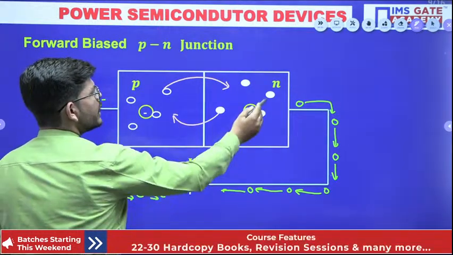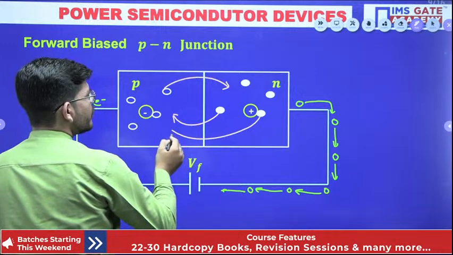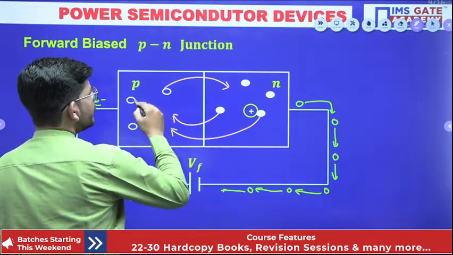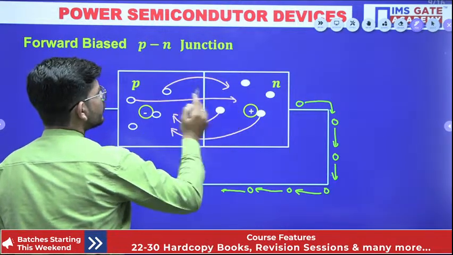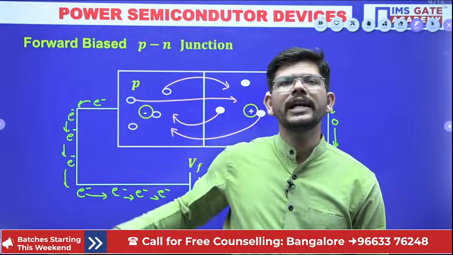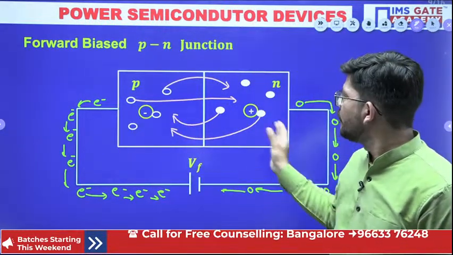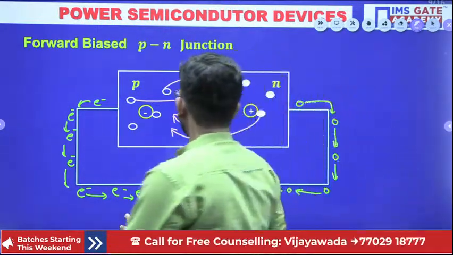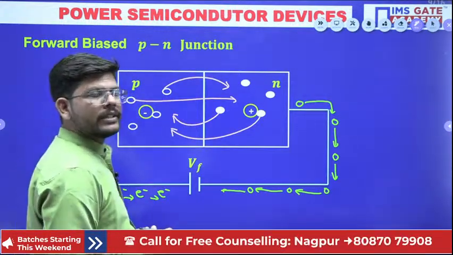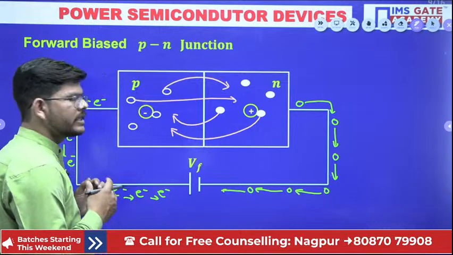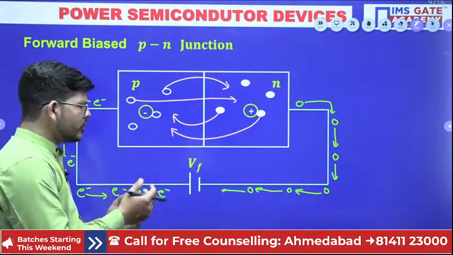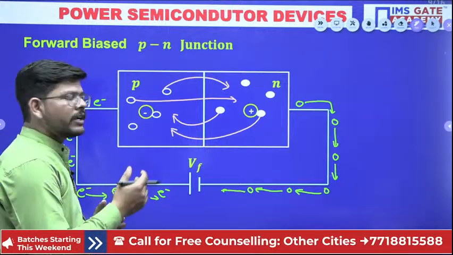So similarly, there will be a huge movement of electrons from N to P type, and there will be a very good movement of holes from P to N type as well. So you can see this is how the electrons and holes might be flowing from P to N and N to P type. Now what is the direction of current? The current direction is exactly the same as the direction in which the holes are flowing, and it is opposite to the direction in which the electrons are flowing.